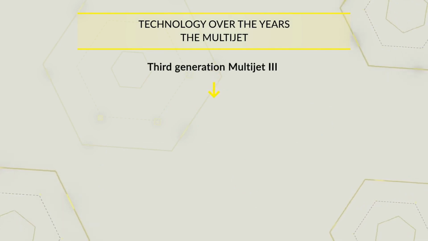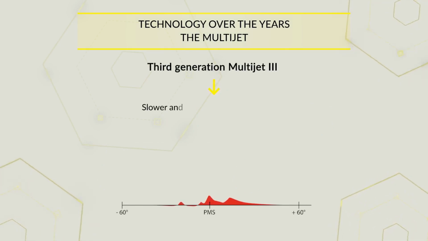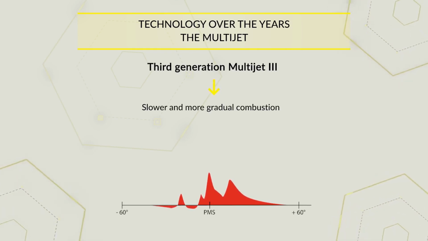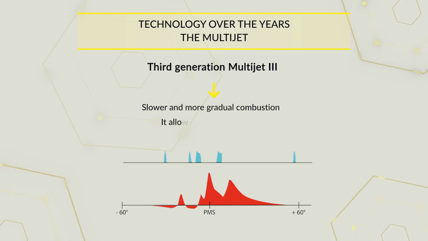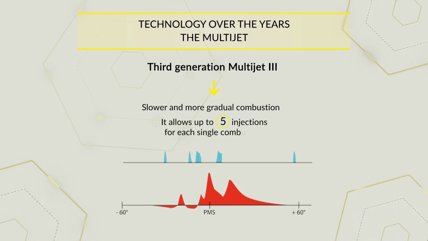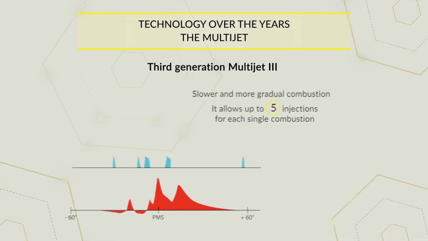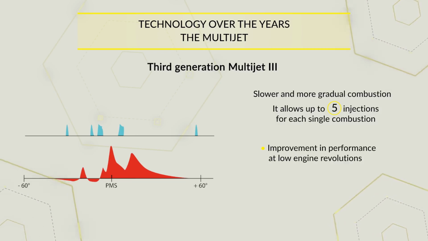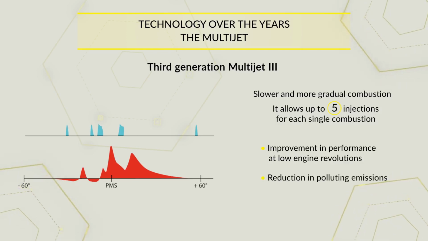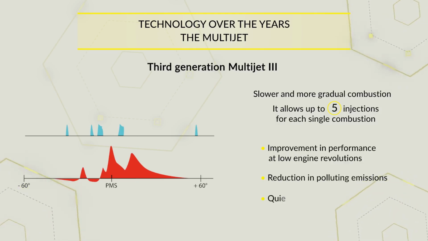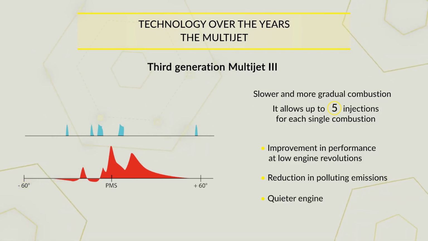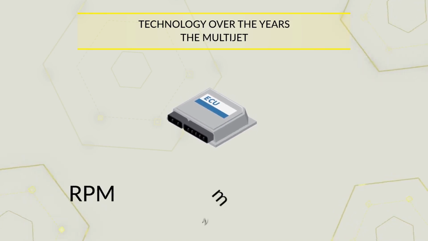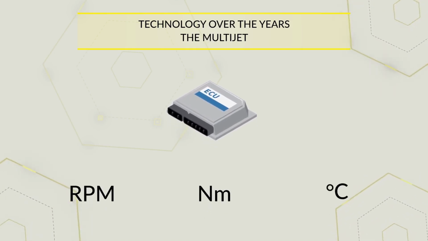The third generation multi-jet has the particularity of having a slower and more gradual combustion with the same diesel fuel compared to the previous diesel common rail, because it allows up to 5 injections for each single combustion. This technology has made it possible to obtain an improvement in performance, especially at low engine revolutions, a reduction in polluting emissions, and has made it possible to have a quieter engine. The multi-injections are managed by the engine control unit based on the engine revolutions, Newton meters required, and the temperature of the coolant.